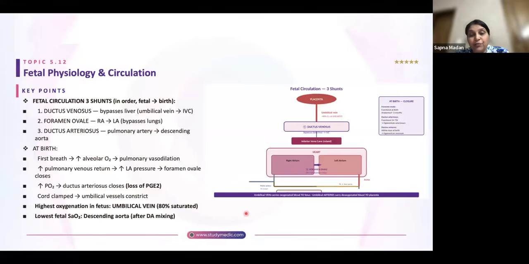So this is in brief about the fetal circulation, and it is very important because a lot of questions are asked, and it is not so difficult. So don't get confused. And if you can see, this has a 5-star weightage. Okay, so this is very, very important.